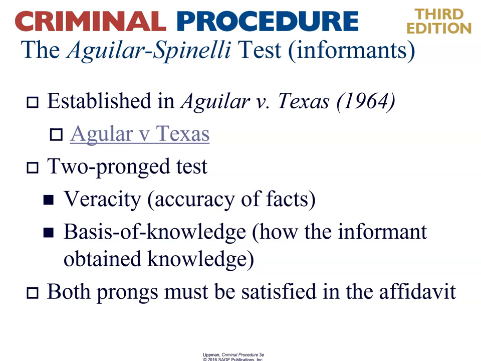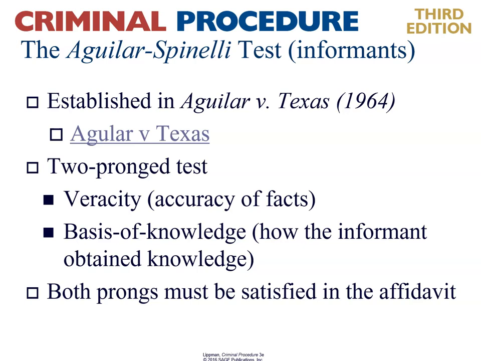And it was basically a two-prong test. One of the prongs was veracity, or proving the accuracy of the facts. And the second prong was what we call the basis of knowledge, or how the informant obtained the knowledge. How did they get that information? And in order for an informant to be accepted here, or to establish probable cause, both prongs had to be satisfied. And they found that was very difficult.